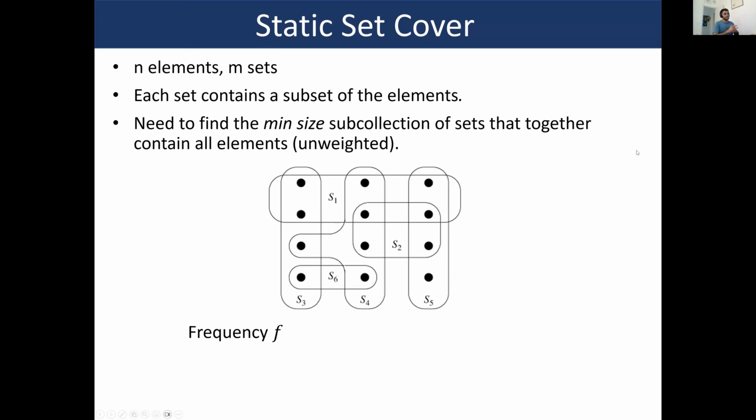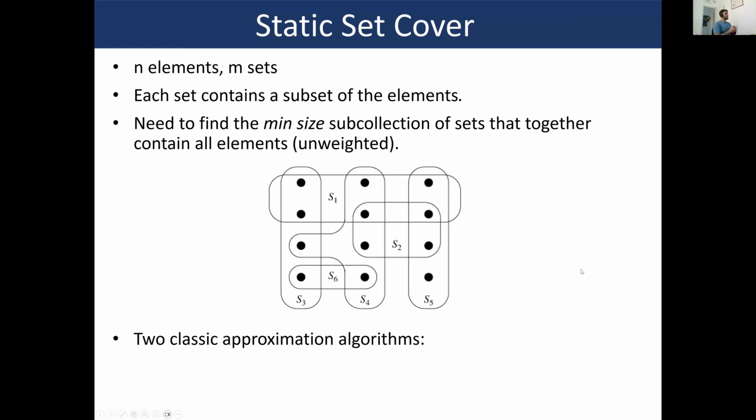And we have frequency, which is denoted by f, and it is an upper bound on the number of sets that can contain an element. So for example, here, the frequency would be 3, since all of the elements are contained in up to 3 sets. And we have the aspect ratio, which is denoted by C, and it is the ratio between the most costly set and the least costly set. So in the unweighted case, the aspect ratio would just be 1.